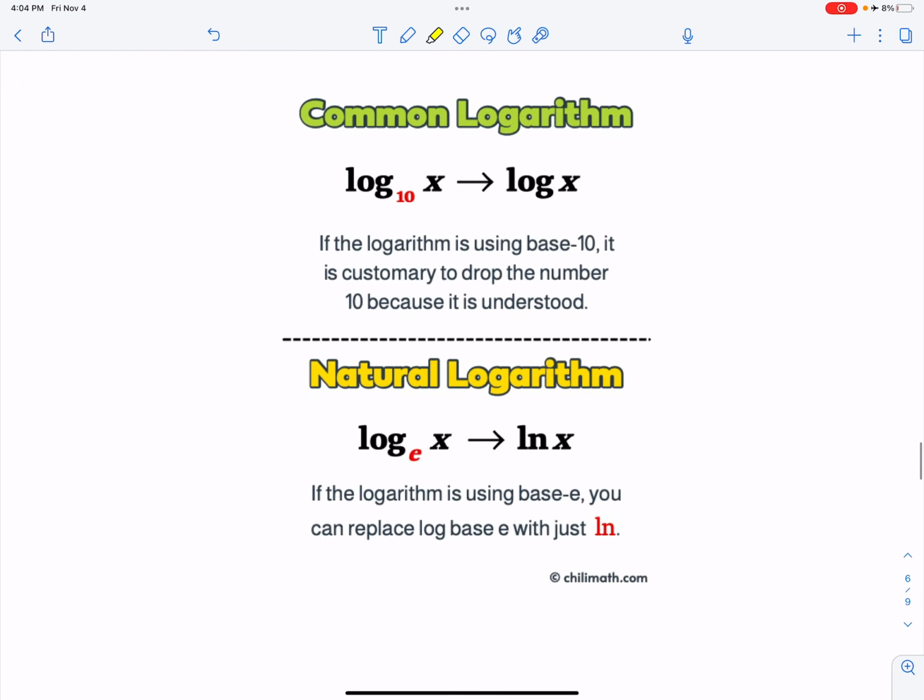Just to reiterate again, our common log is a log with base 10. We write it as log of x. If the log is using a base of 10, it's customary to just write it as log x. In the same fashion, when a log has a base of e, we just write ln x. And that means natural log.